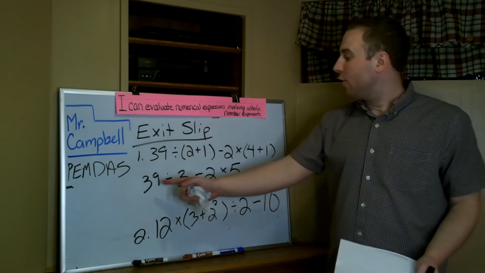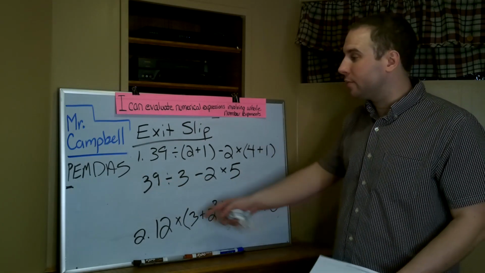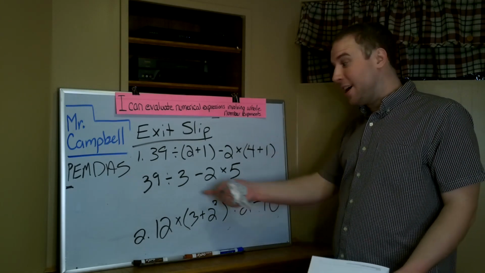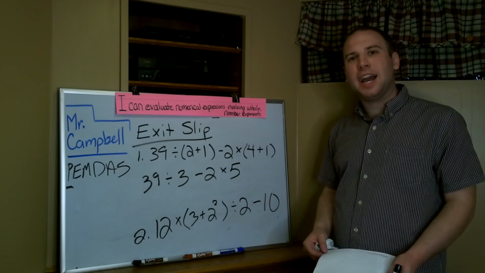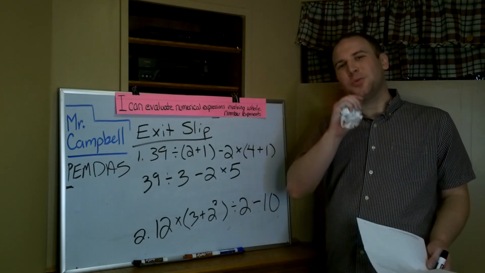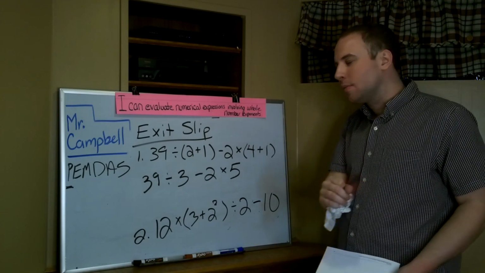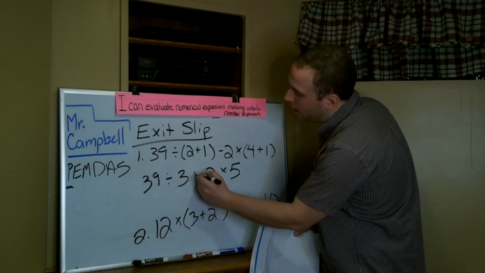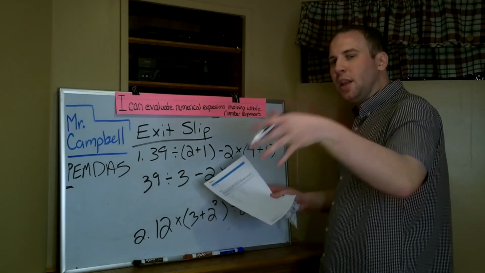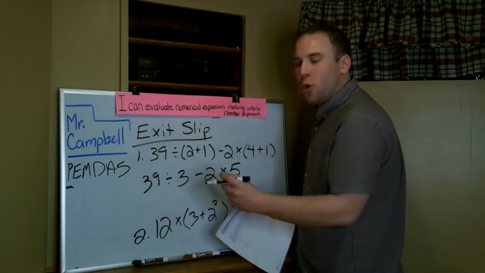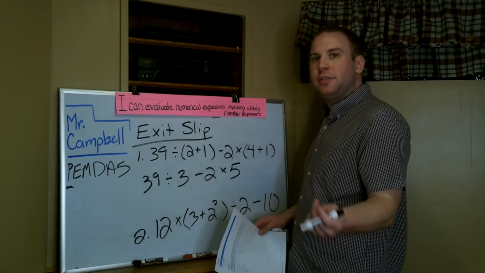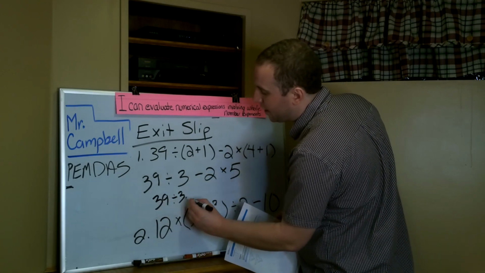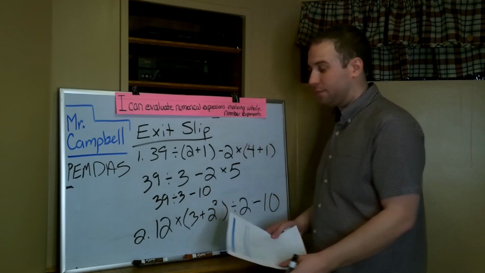Check. Do I have any exponents? No. Okay, check. Do I have any multiplication or division? Yes, I have multiplication. 2 times 5 is what? That's right, 10. Now, one thing though, as I've told you guys before, and many of you have gotten tripped up by this: when I have a negative to the left, remember, to the left, you want to multiply it. So this is really a negative 2. Negative 2 times 5 will give me negative 10. So now I have 39 divided by 3 minus 10.